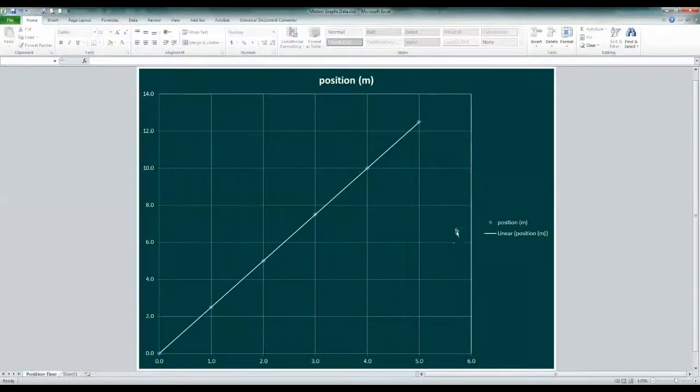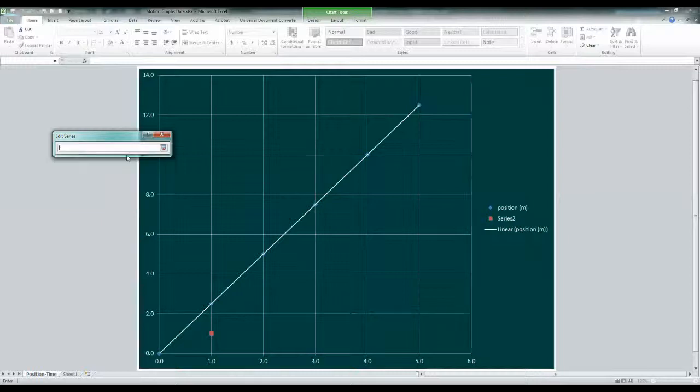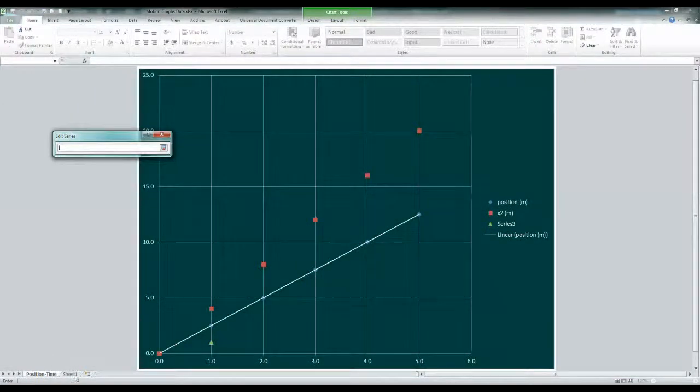Now to add the plots to our graph, we right-click anywhere in the graph and choose Select Data from the pop-up. From here, we're prompted for the data name for the legend, the X values, and we'll choose the time values, and for the Y values, we'll select the values under X2. We'll perform the same steps for the third dataset.